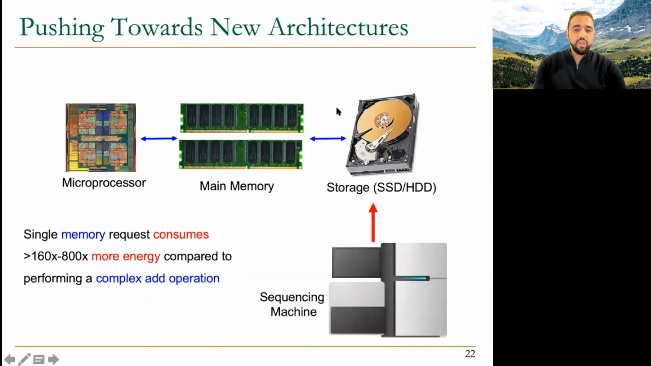Okay, so this is today's computer architecture, where we have the sequencing machine here, we have the storage, and then the main memory, then we have several levels of caches inside the CPU, and then the processor itself. If I would like to move the data from the storage all the way to main memory, then to the CPU, a single memory request from the main memory will consume at least 160x more energy than a single complex add operation at the CPU side. So it's really expensive to do the computation plus move the data between these different components.